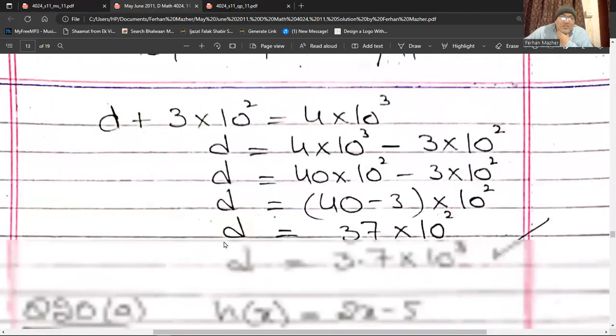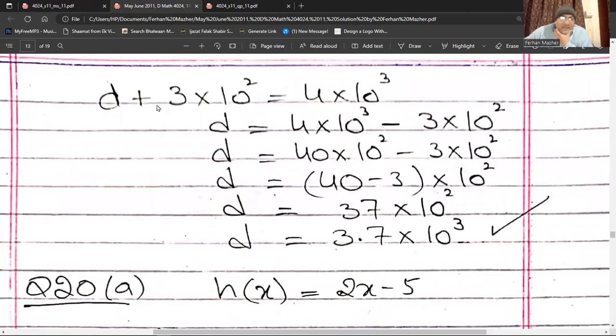So now this will go on the other side, it will subtract. So you have 4 × 10^3 minus 3 × 10^2. Give 1 power to this, 1 ten to this. So 10, it becomes 40. 40 × 10^2 minus 3 × 10^2. I have made both these numbers the same, then I will take them common. So in the bracket, you will have 40 minus 3, times 10^2. So that's 37 × 10^2.